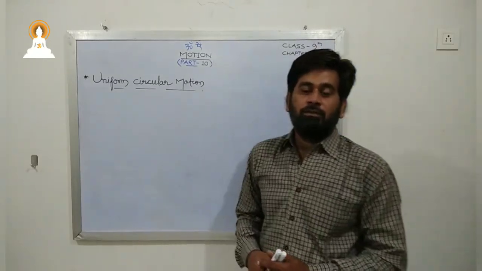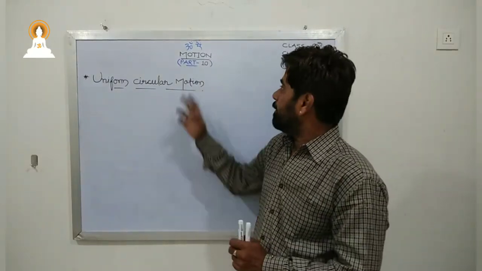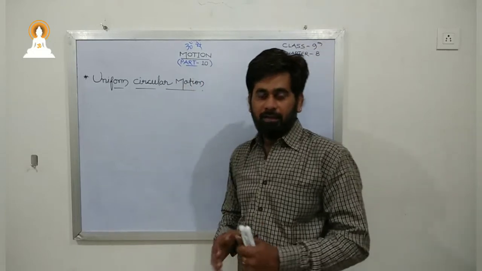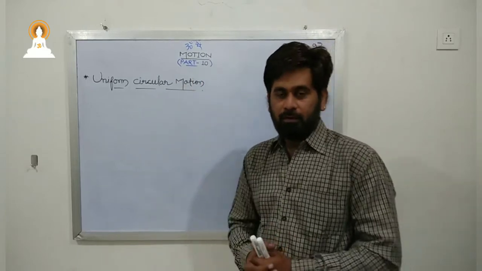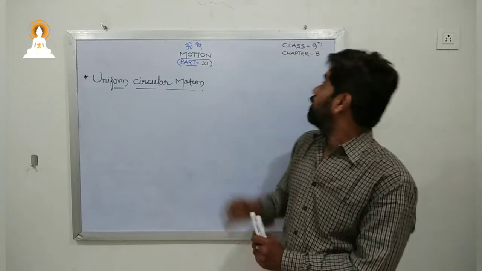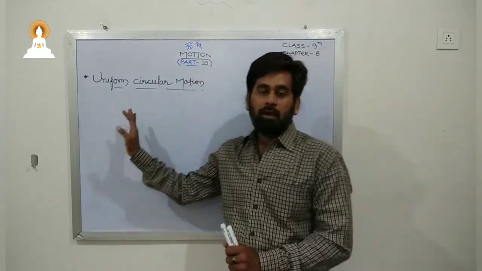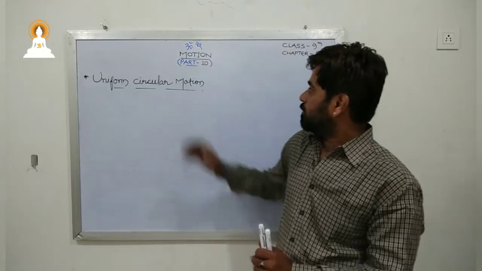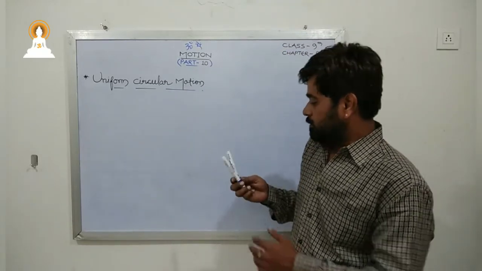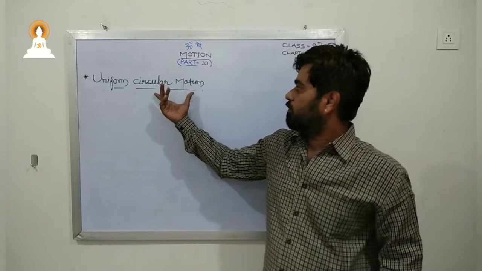Students, we have completed up to part number 9, in which we have seen 9.1, 9.2 and 9.3 of chapter 8, Motion. Our last topic is uniform circular motion. First of all, let us discuss what circular motion is.